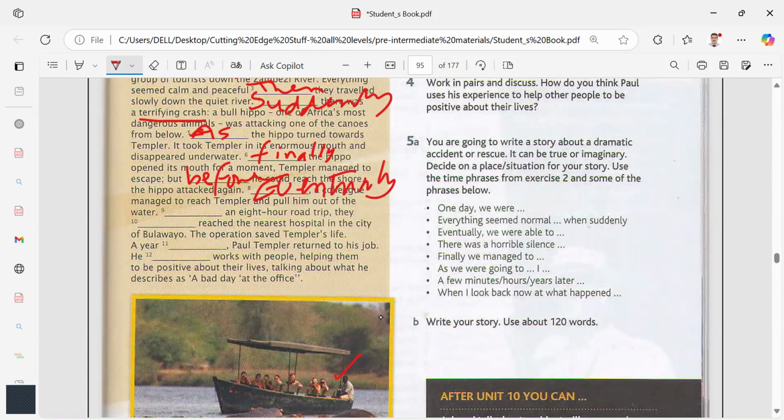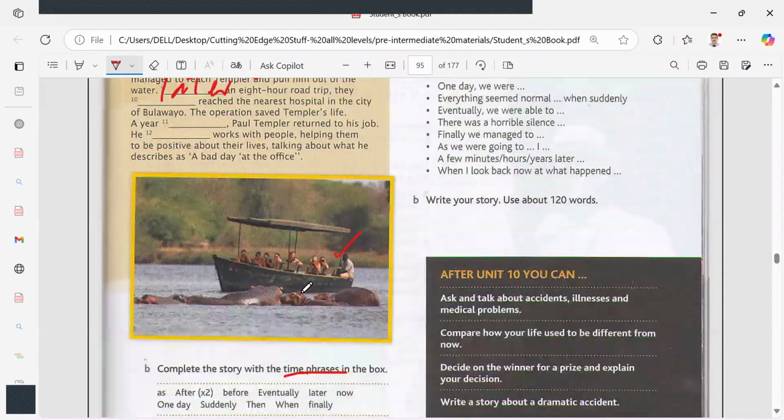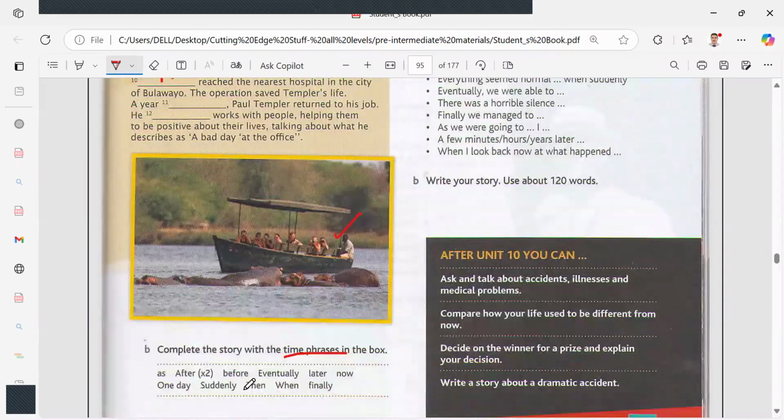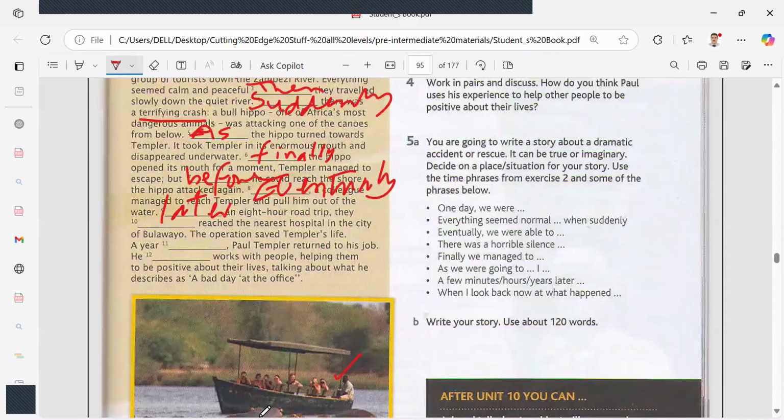Eventually, a friend drove him on an 8-hour road trip. Later, after that, they reached the nearest hospital in the city. You can say "eventually," which means finally. Eventually they reached the hospital, the nearest hospital in the city.